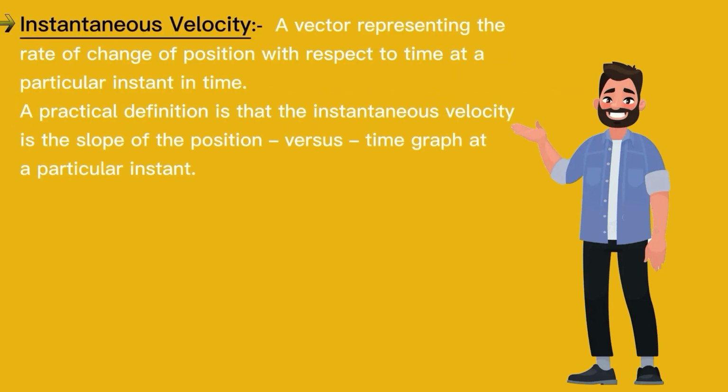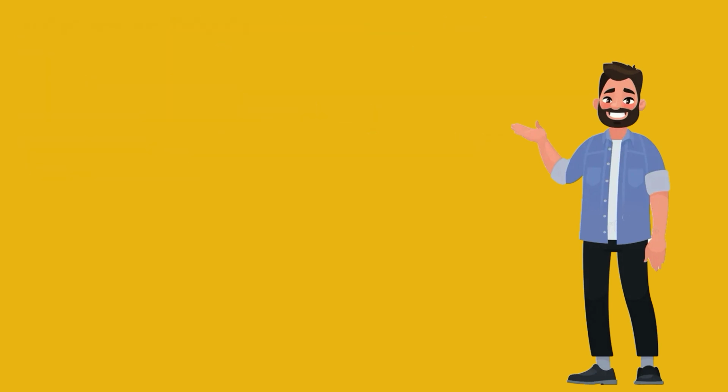Instantaneous velocity. Instantaneous velocity is a vector representing the rate of change of position with respect to time at a particular instant in time. A practical definition is that the instantaneous velocity is the slope of the position versus time graph at a particular instant. Mathematically, we can express instantaneous velocity as V instantaneous is equal to the limit of change in S over change in T as change in T approaches zero.